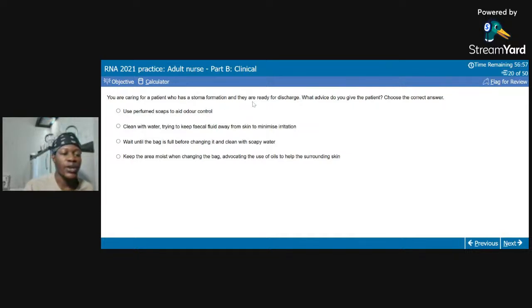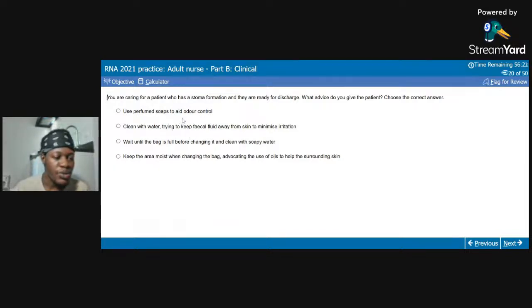You are caring for a patient who has a stoma formation and they are ready for discharge. What advice do you give the patient? Use perfumed soaps. So we know what a stoma is, right? People with probably cancer or something, and they had to open their intestine on their abdomen. So that is where poo comes from. So, what do we advise these people?